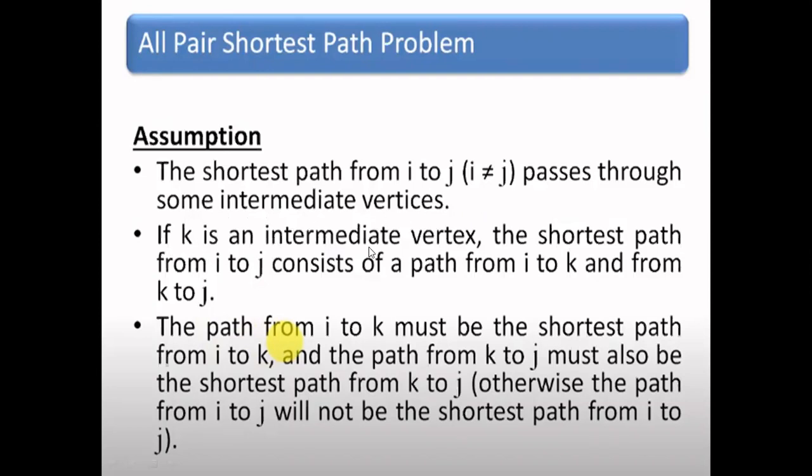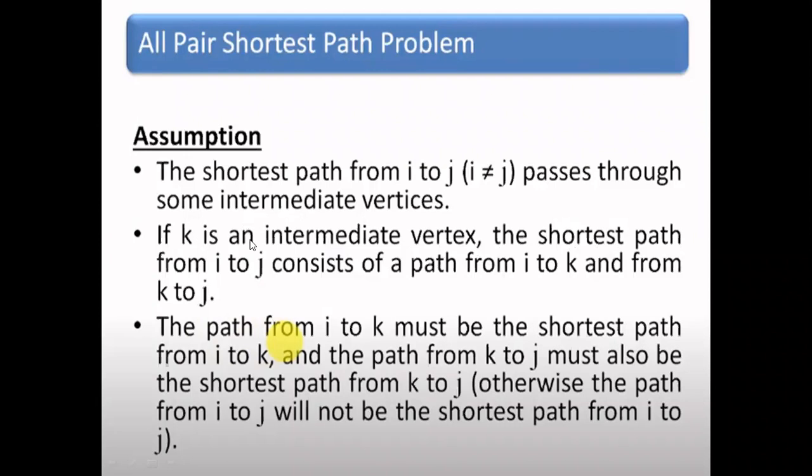If K is an intermediate vertex, the shortest path from I to J consists of the path from I to K and K to J. Suppose we are finding the shortest path using an intermediate vertex; the path from I to J must consist of the shortest path from I to K and from K to J.